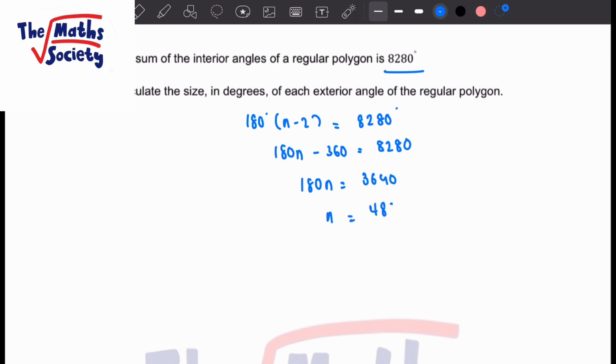And we just need to know the exterior. So each exterior angle would be 360 degrees divided by 48. It means it's just going to be 7.5 degrees each.